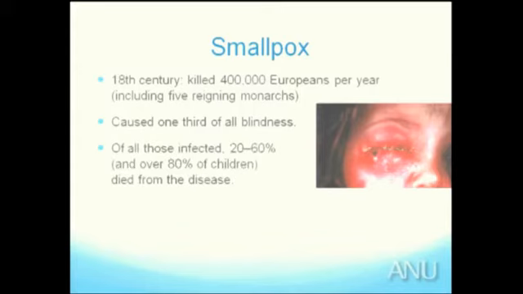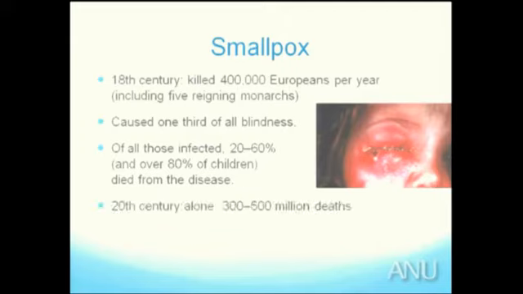So, another very brief summary. In the 19th century, the disease killed 400,000 Europeans per year, including 5 reigning monarchs, including Louis XV. And it caused a third of all blindness. You can see how it happens: people with the pustule in the hand go and scratch the eye, and then they end up blind. Of those infected, 20 to 60% died, but among children it was over 80%.